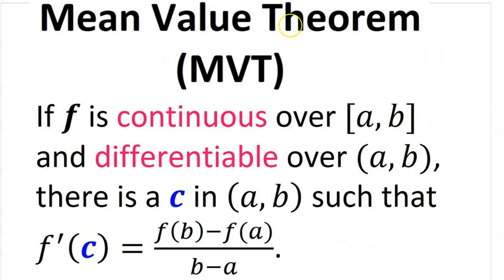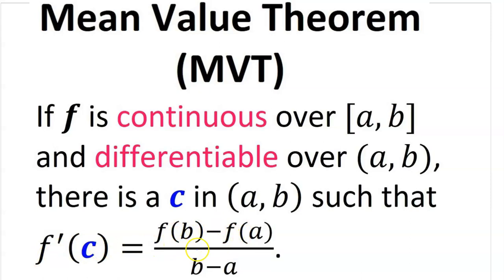Next we have the mean value theorem, which also involves f prime. Whenever you have f prime, you can bet that f must be not only continuous, but also differentiable. So the mean value theorem says that if f is continuous over the closed interval from a to b, and differentiable on the open interval from a to b, then there is a c on AB where f prime at c is equal to this formula.